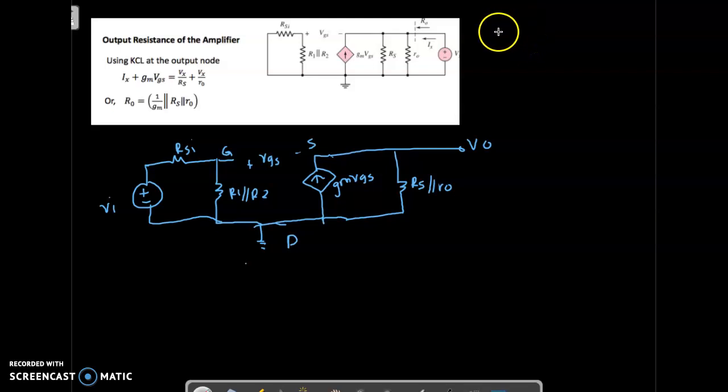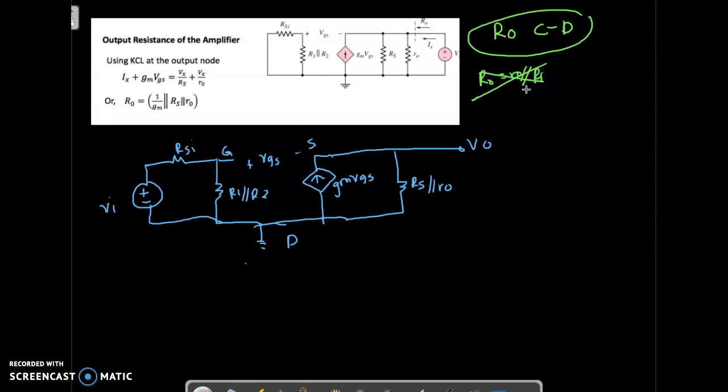Okay, so now let's continue on how you're going to find your R out for your common drain. So this is the equivalent circuit of your common drain. When you do a common drain, you are going to swap the circuits, right? And the R out that you mentioned in the gain just now is R out parallel to RS, right? So this is not the real R out. So now let's find the real R out.